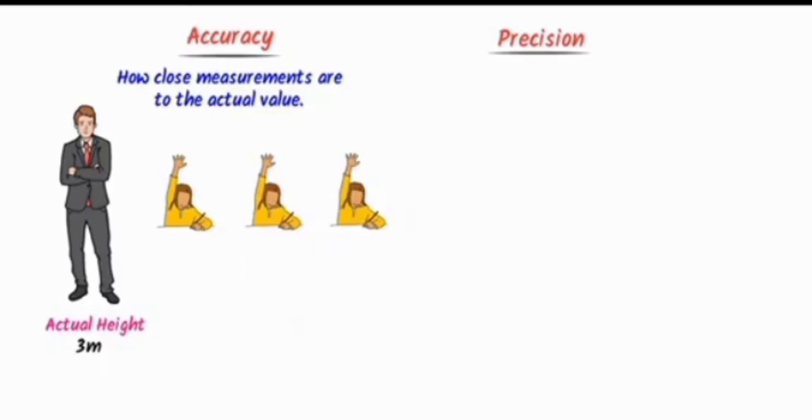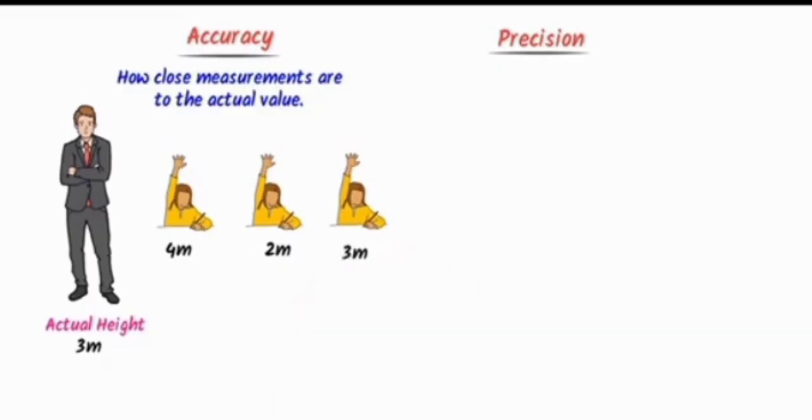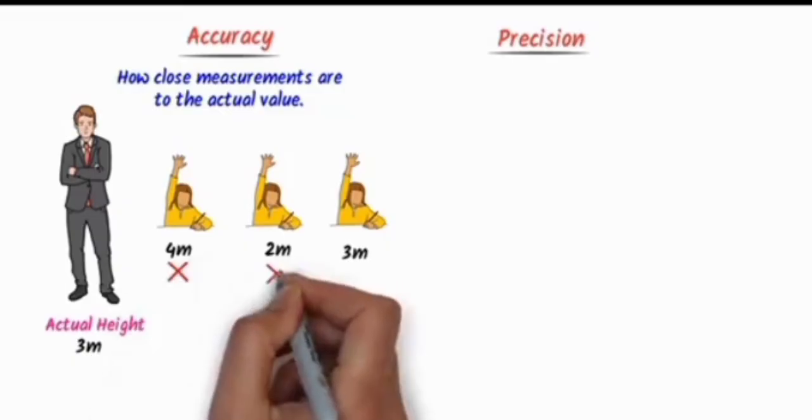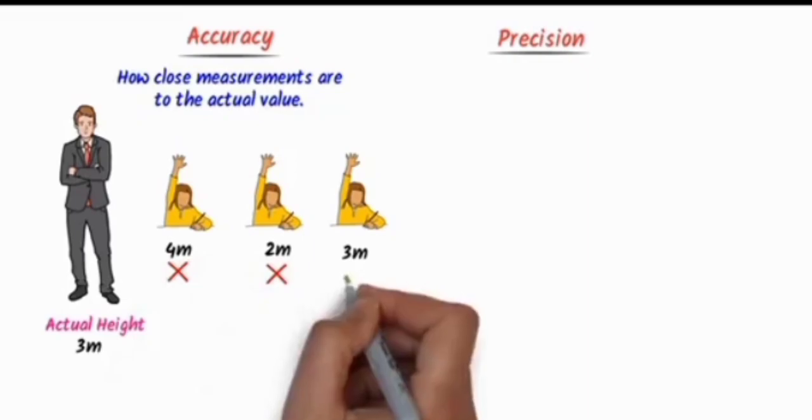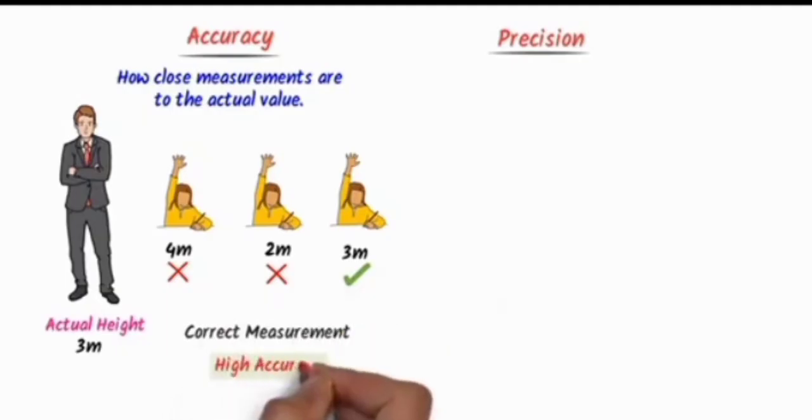Let the first student measure that the height of this man is 4 meters. Let the second student measure that the height of this man is 2 meters. While the third student measures that the height of this man is 3 meters. Now listen carefully. There are 3 different values in this measurement. The 2 values are totally wrong, but 1 value is correct. So we say that this is an accurate measurement or it has high accuracy.